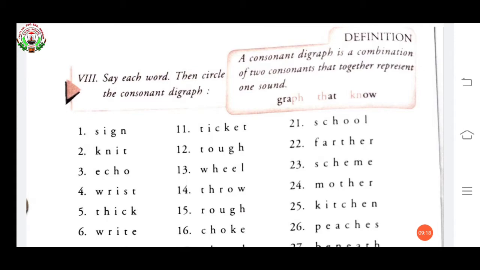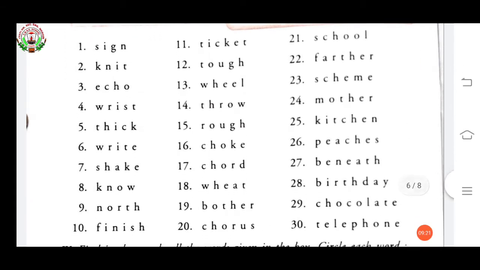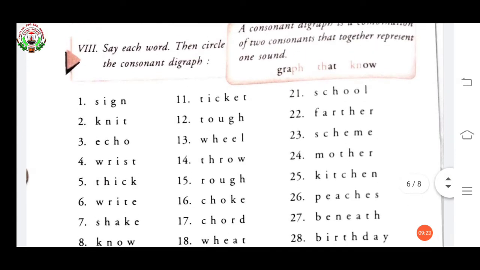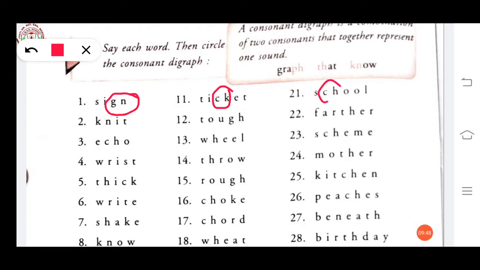Okay. So there are some words in which you have to circle the consonant digraph. See how you have to do it. Like the first one, sign, GN. You have to circle only GN. This is your consonant digraph. Now ticket, CK. CK is your consonant digraph. And school, CH. CH is your consonant digraph.